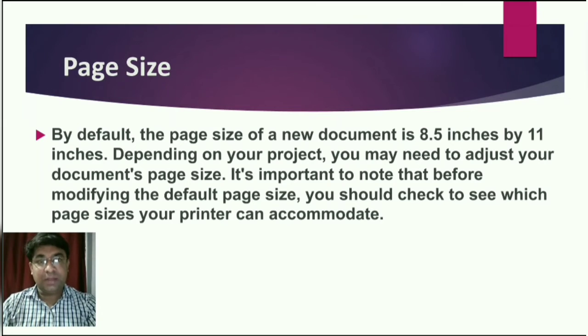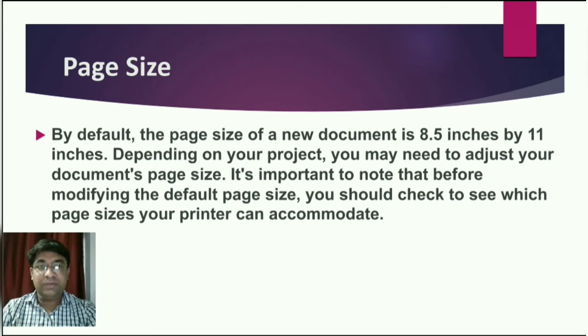So dear students, after page margin and page orientation, now we will learn how we can set page size in Microsoft Word. You must choose a page size before printing a document. By default, the page size of a new document is 8.5 inches by 11 inches. Depending on your project, you may need to adjust your document's page size. It's important to note that before modifying the default page size, you should check to see which page size your printer can accommodate.